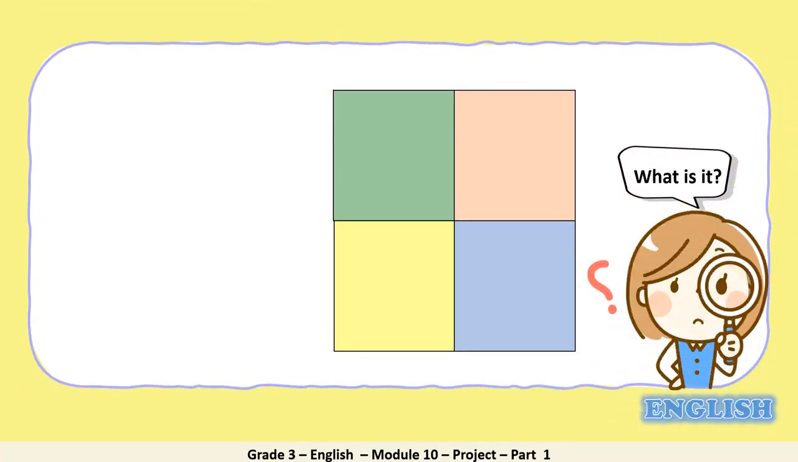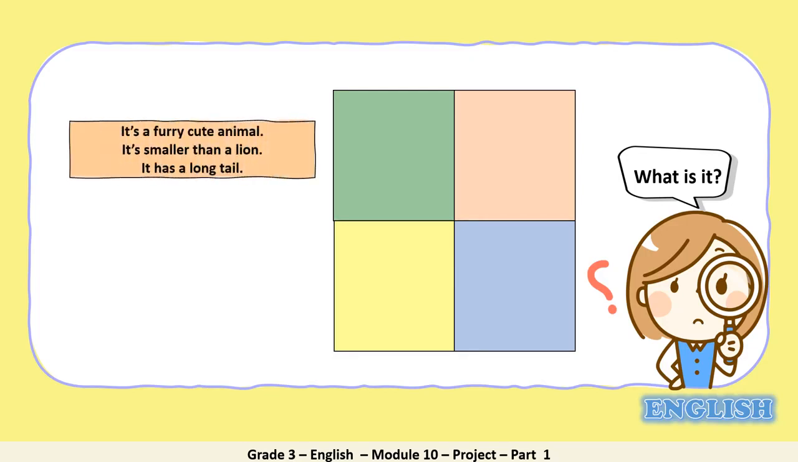Before we get started, I have a fun game for you. It's called What Is It? There's a hidden picture behind these 4 squares. I will give you a hint about it, and I want you to try to guess what is in the picture before all the squares disappear. Are you ready? Let's start.